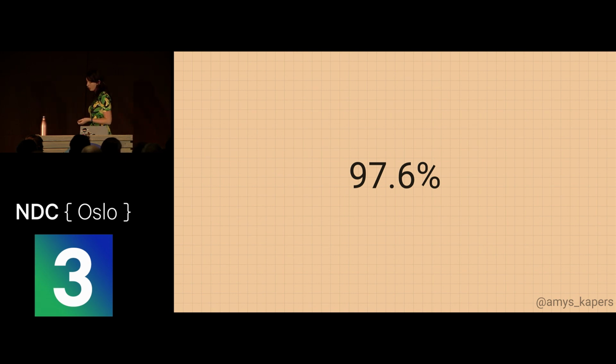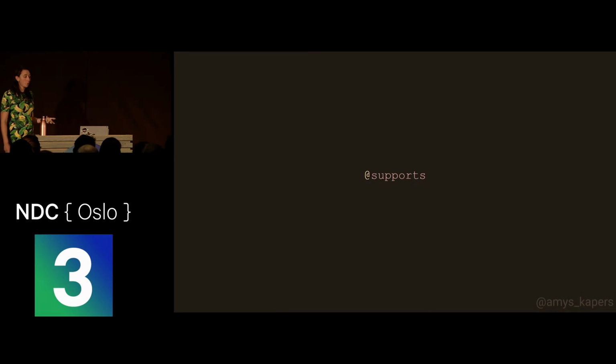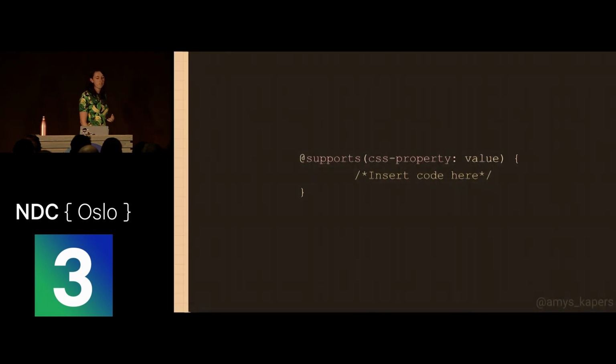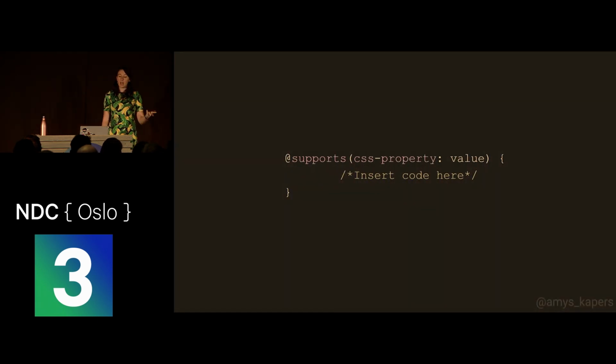One of the great things about using new CSS, though, is we have access to our supports query, which, if you're not familiar with the CSS supports query, similar to a media query, it allows us to define a CSS property and a value, and we can then put code inside of it. And if a browser doesn't know what to do with a property and a value, it won't process the code.